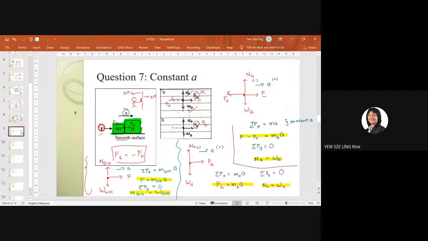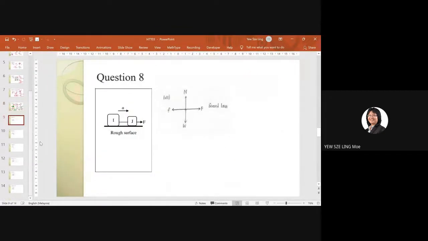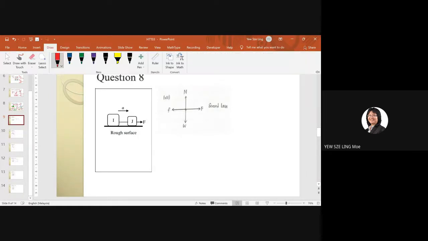Alright, next. So question number 8. This question is obviously incomplete. Now you have 2 objects. When you're given 2 objects, it means that you need to have 2 free body diagrams. And you didn't even label which object this diagram is for. So in the exam, it will be considered as wrong.